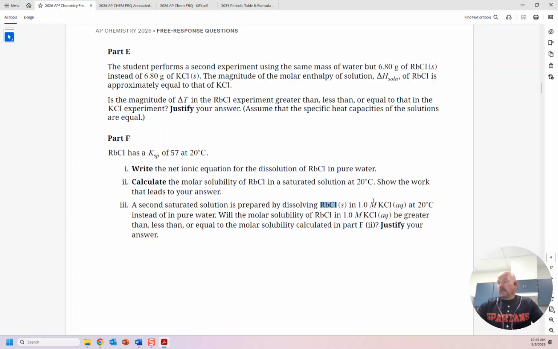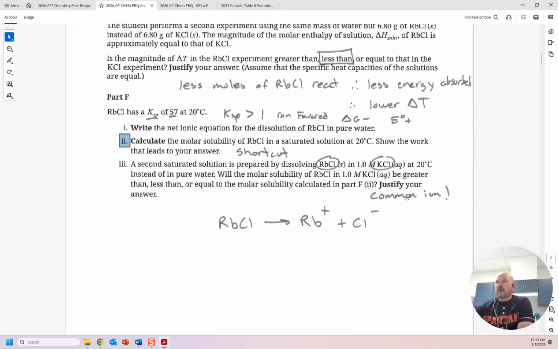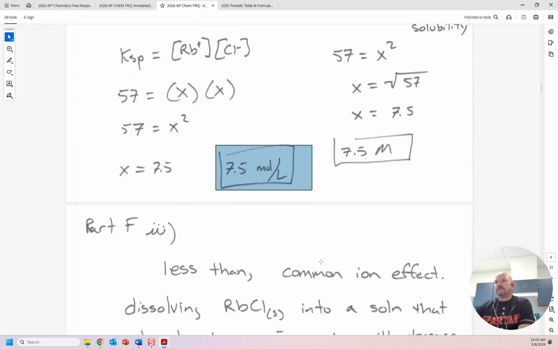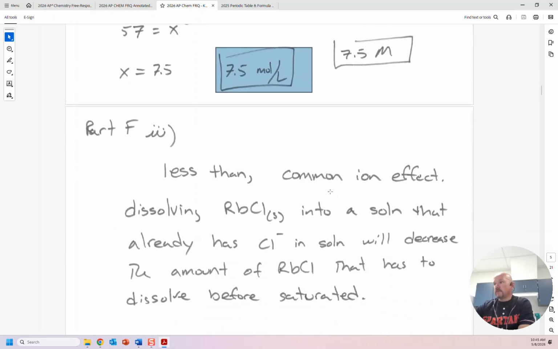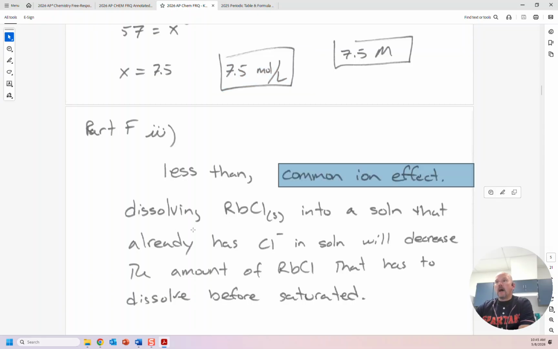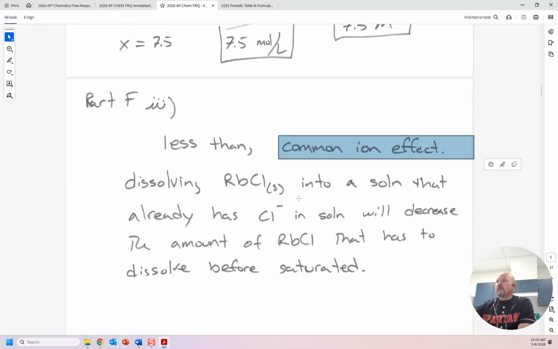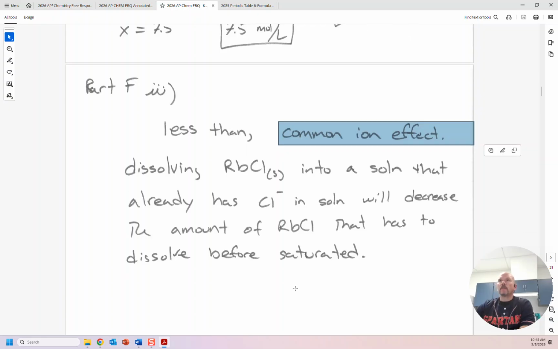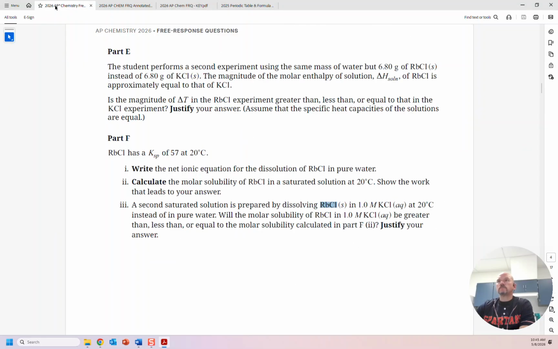Any measurement of solubility decreases, even the molar solubility, right? And I think we just have to invoke the common ion effect, and that's pretty much it. What do I have? Yeah, so common ion effect. All right. So we would say less than, common ion effect. I would just shout out the common ion effect. And if you have time, this doesn't take that much to explain, but you say dissolving rubidium chloride into solution that already has chloride in solution will decrease the amount of rubidium chloride that has to dissolve before saturating, right? Something along those lines.